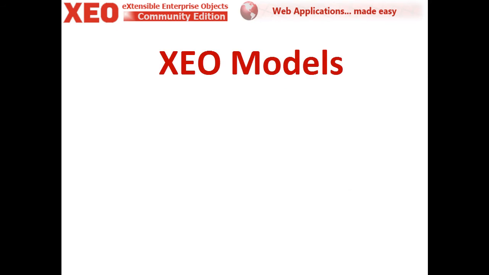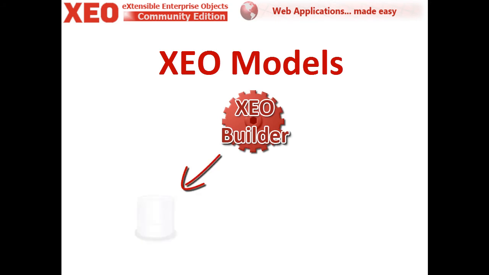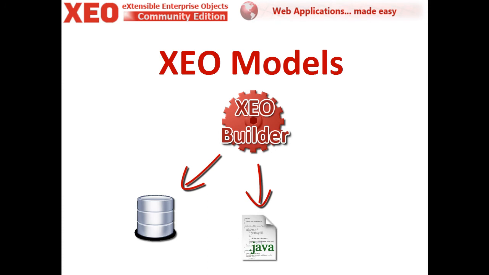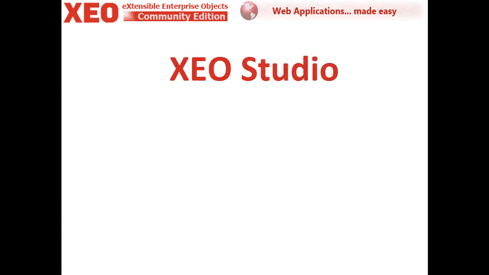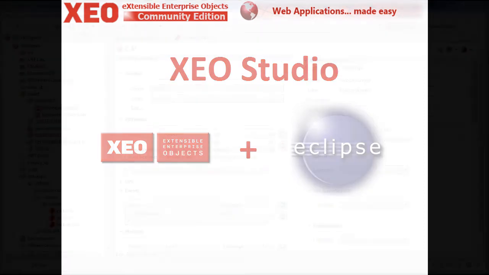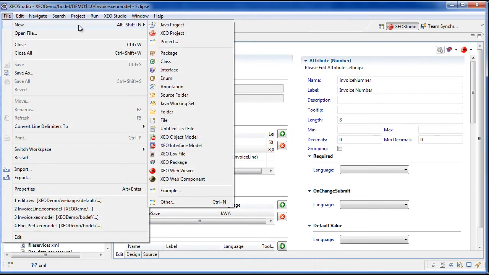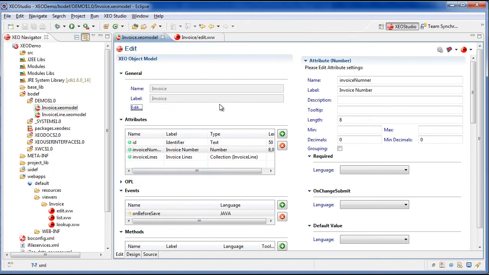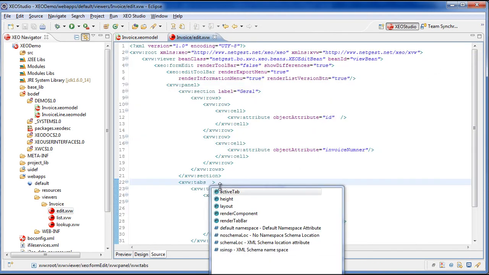XEO models are processed by the framework's builder to generate supporting structures such as database tables and Java classes. To make the development of an XEO application easier, we created XEO Studio, an Eclipse plugin. XEO Studio provides a set of wizards, graphical editors, and content editors to help you create your application, which we will see throughout this video.